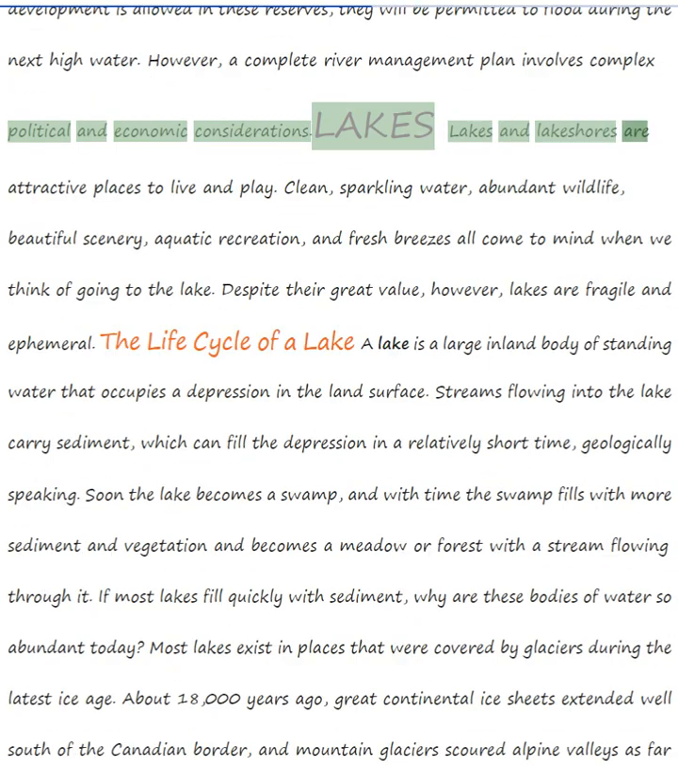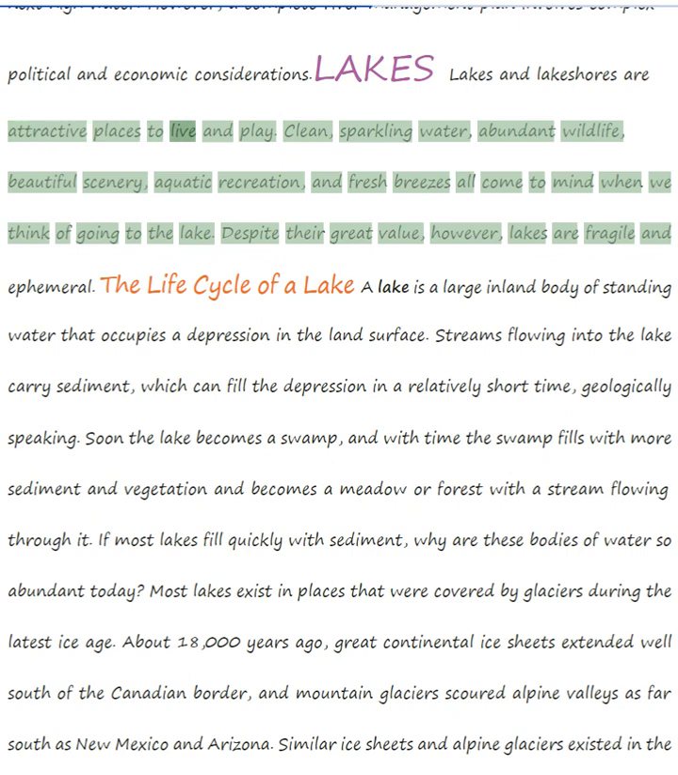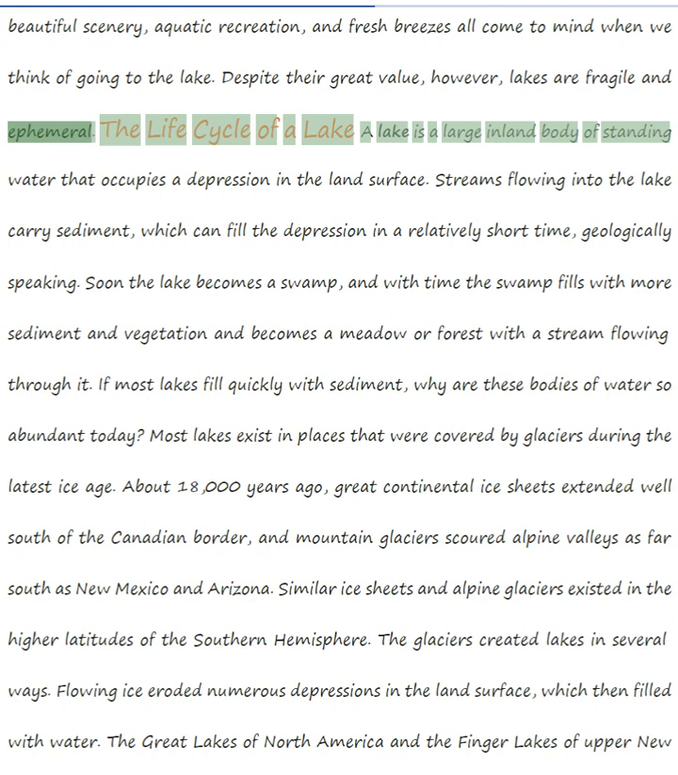Lakes and lakeshores are attractive places to live and play. Clean, sparkling water, abundant wildlife, beautiful scenery, aquatic recreation, and fresh breezes all come to mind when we think of going to the lake. Despite their great value, however, lakes are fragile and ephemeral.